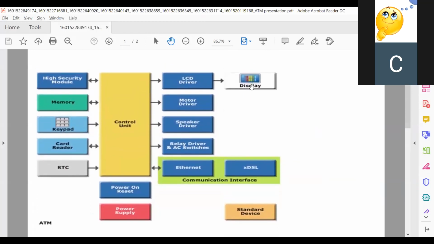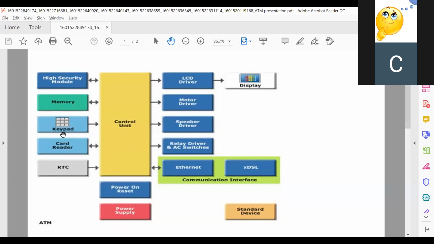Good morning, all. First of all, thank you for giving me the opportunity to take the seminar. Today, I will explain the automated teller machine, ATM, working process. An ATM is simply a data terminal device. It has two input devices. One is a card reader, and the other one is a keypad.